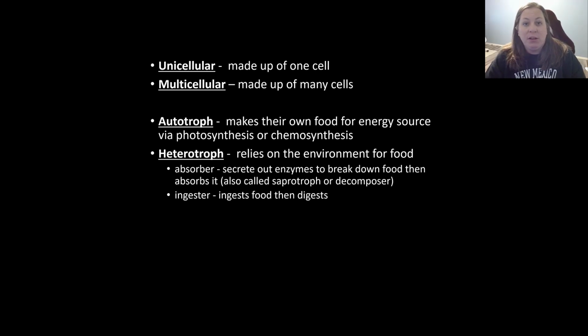Some other terms we want to look at is what we call unicellular versus multicellular. Unicellular means it's made up of one cell because uni means one. Okay, so like unicycle has one wheel. So in this case, they have one cell. Other organisms are going to be multicellular, meaning they're composed of many cells. Okay, you are multicellular. You're composed of many cells.